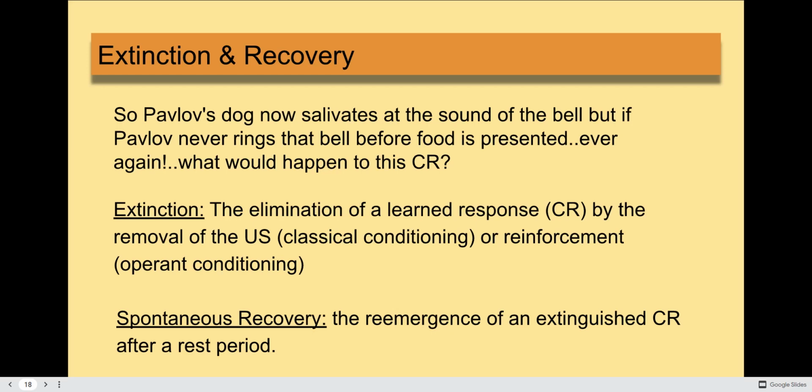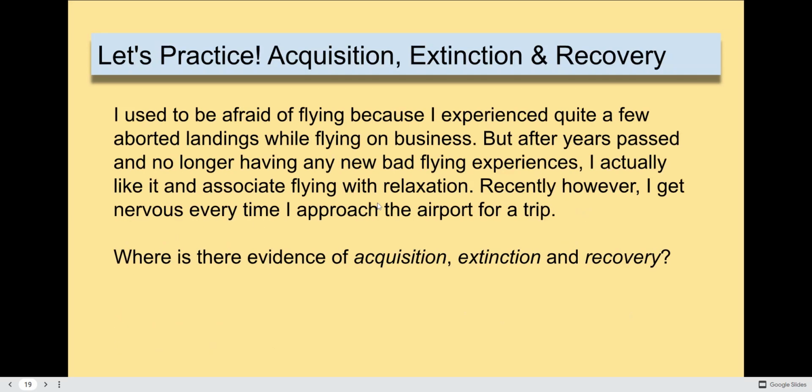Okay, let's talk about spontaneous recovery. Now, let's say 2 years later, Pavlov rings the bell, and the dog starts to salivate, even though no food's been brought out for a long, long time. We would consider that a spontaneous recovery. It's called the reemergence of an extinguished conditioned response after a rest period. It does happen, and I'm going to show you an example from my own life about how that happened.